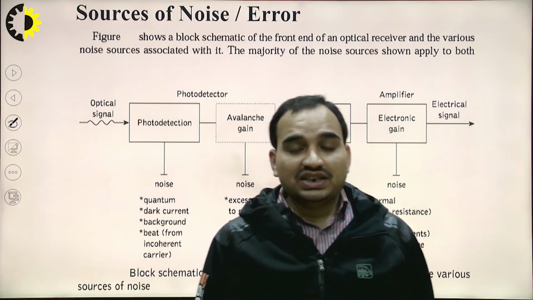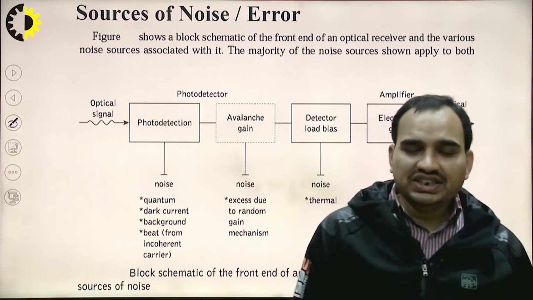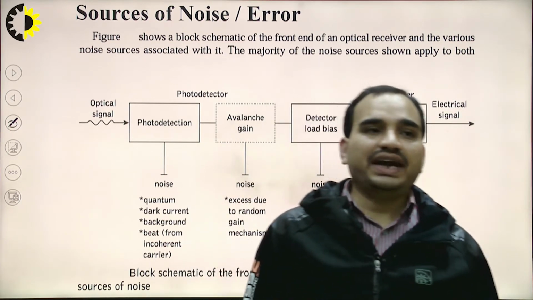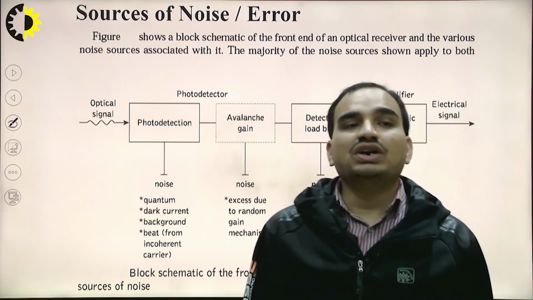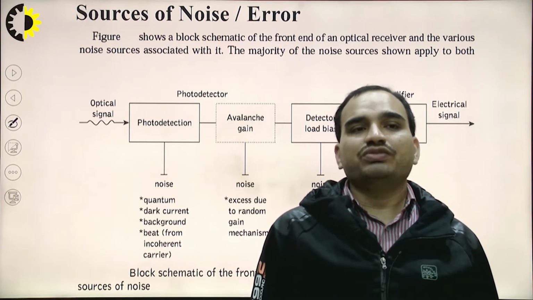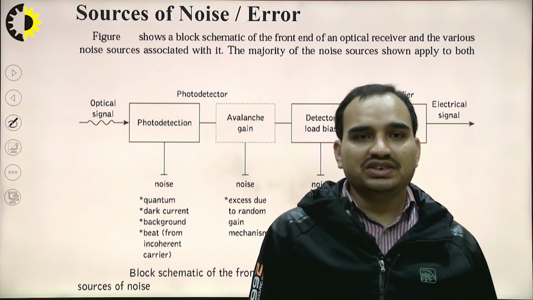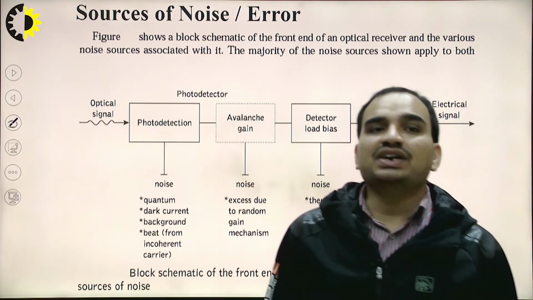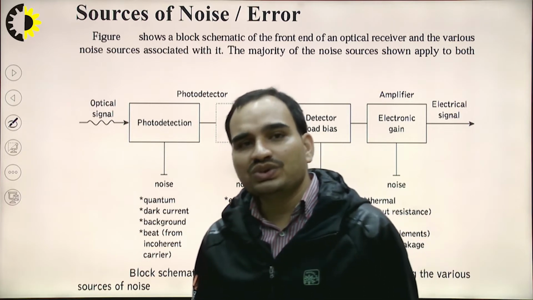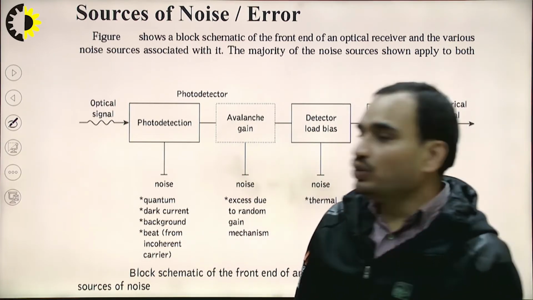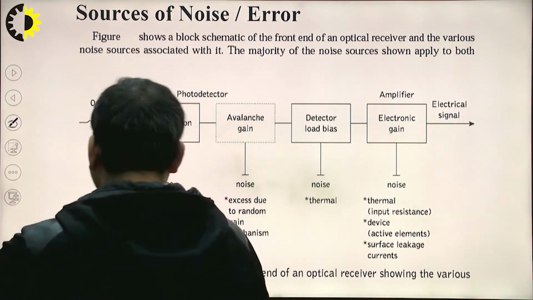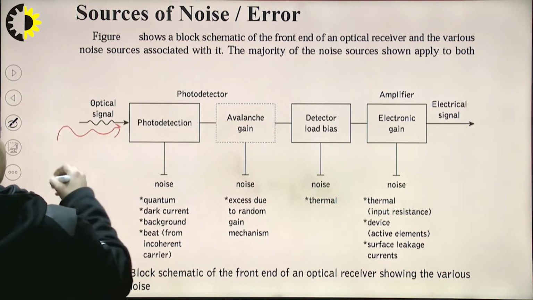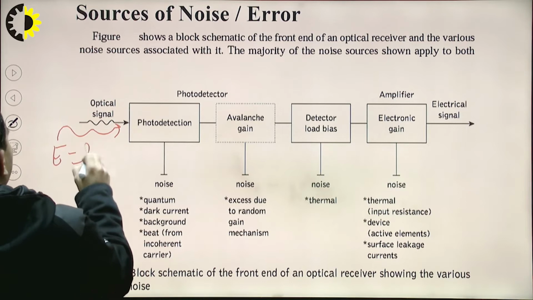So let us discuss the different noises present in the receiver, or we can say it is an error. So this figure shows the block schematic of the front end of an optical receiver and the various noise sources associated with it. So the majority of the noise sources shown apply to both. So here we have the optical signal having the energy h nu.